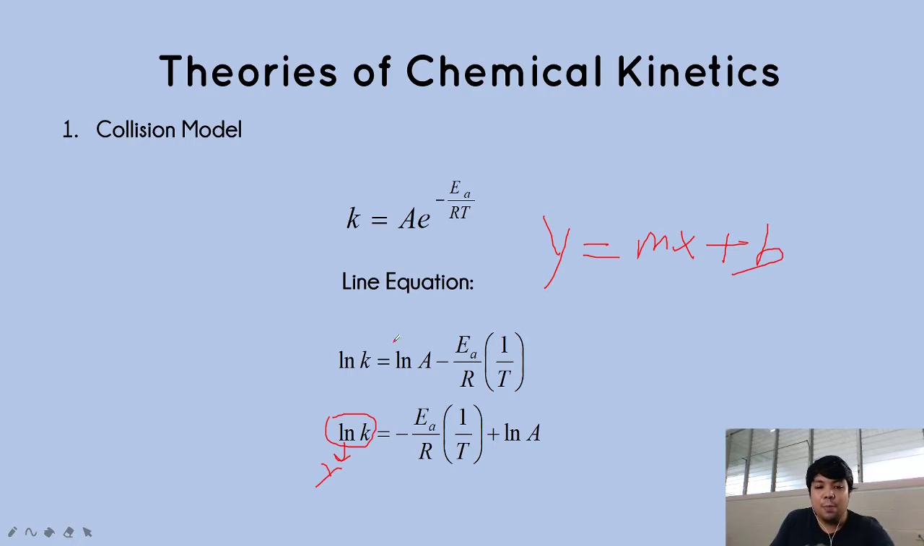Sorry for the interruption. Anyway, so here, for our slope-intercept form, the ln or the natural logarithm of the rate constant will be your y, and this is your slope, or your m. Sorry. It should be, this is m, and this one will be your x, and this one will be your b, or your y-intercept. Simple as that.